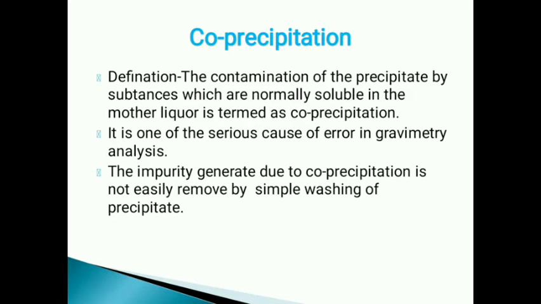So, what is the definition of co-precipitation? The contamination of the precipitate by the substances which are normally soluble in the mother liquor is termed as co-precipitation. Mother liquor means the solution in which our precipitate is generated. Co-precipitation is a serious error in gravimetric analysis. The impurity generated due to co-precipitation is not easily removed by simple washing of the precipitate.